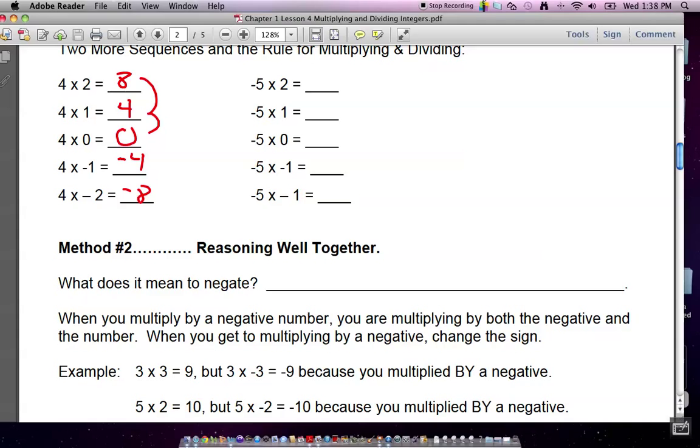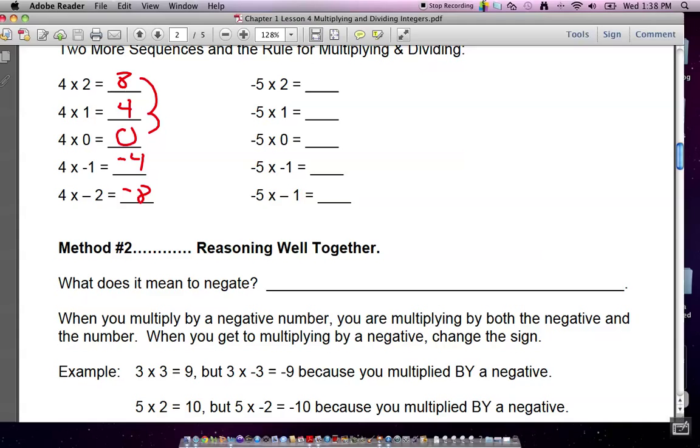Hey, look, it did it again. As long as I was multiplying by a positive, the sign stayed the same, right? But as soon as I multiplied by a negative, it started positive, but what did it become? Negative. Okay, let's go over here. Ready?